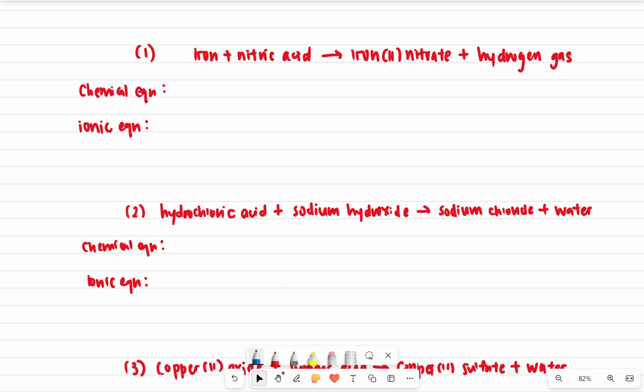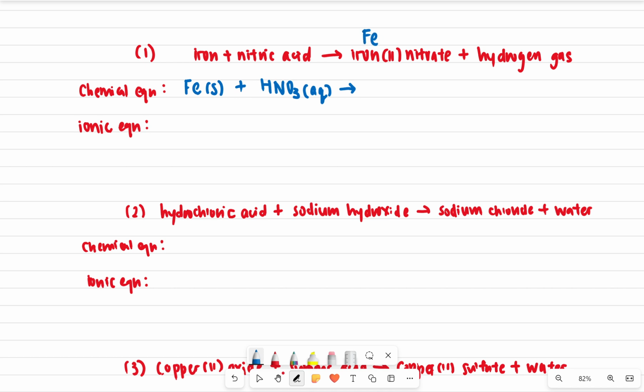So starting with our first example, iron. Iron is a metal, so it exists in the solid state. I'm going to react it with nitric acid. So this is an acid-metal reaction. Now all acids have the state symbol aq, aqueous, and I would form salt and hydrogen gas.